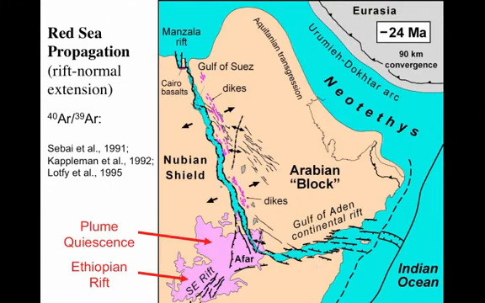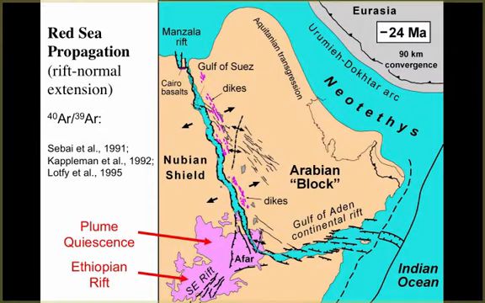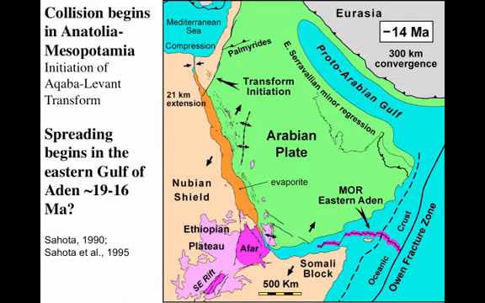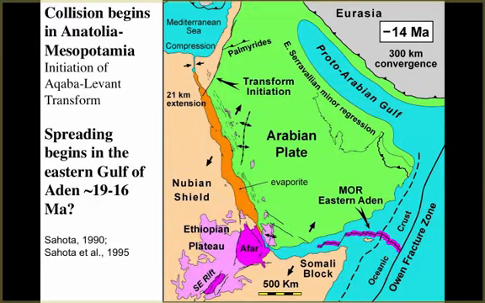At around 24 million years, we're seeing that rifting propagating into the Red Sea. There's rifting and normal faulting extending the crust. The Afar plume is going through a quiescent stage, and the Ethiopian rift is also beginning. Collision begins in Anatolia and Mesopotamia to the north.